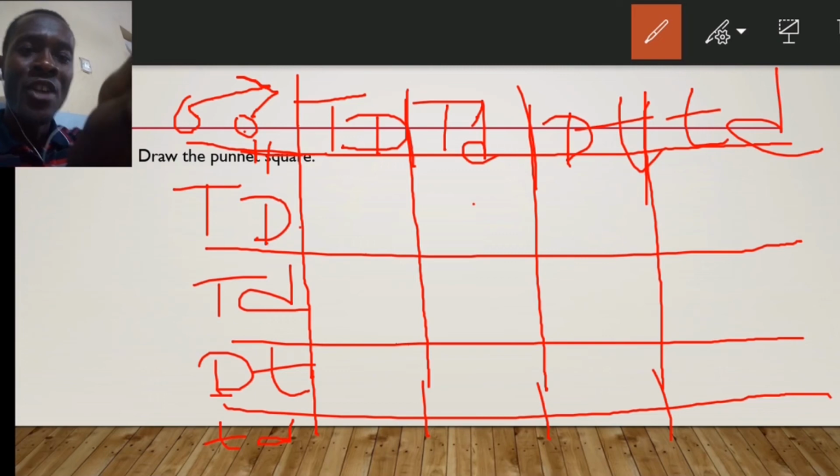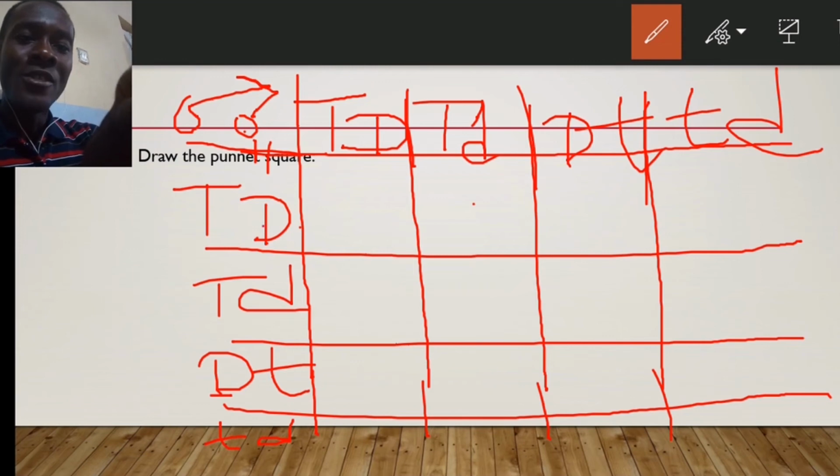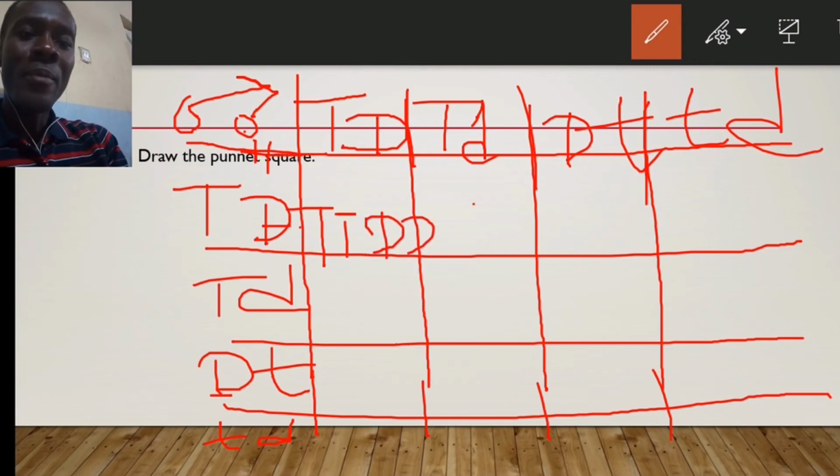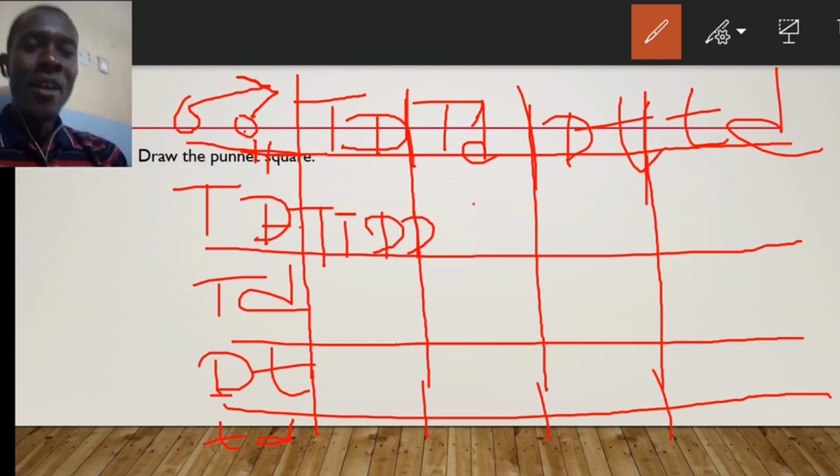In this first box, you're going to see that this gamete from the man and this gamete from the woman, they are going to form this kind of offspring with genotype homozygous dominant tall and homozygous dominant dark genes. That is for the first offspring.